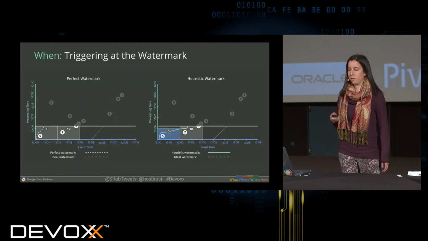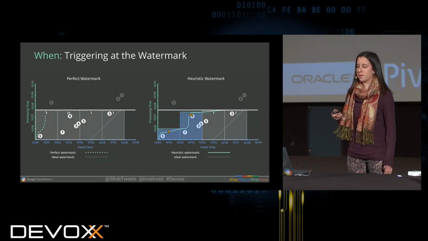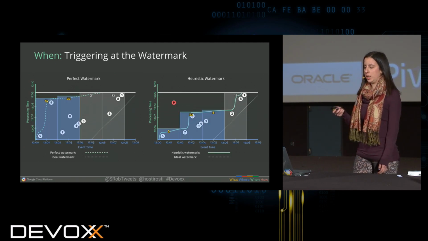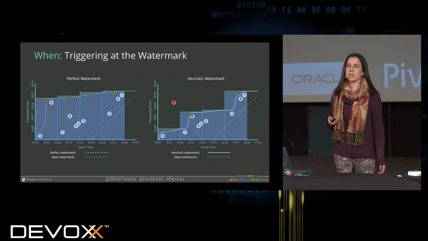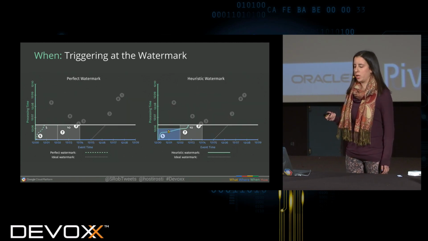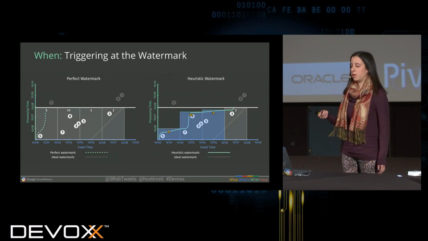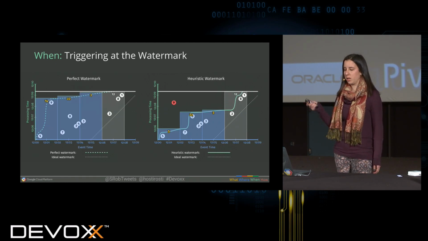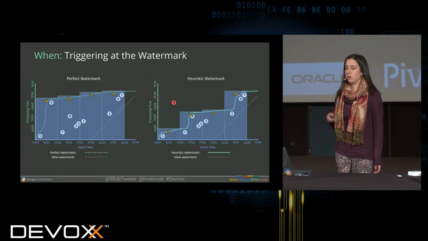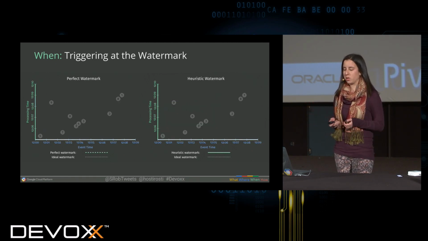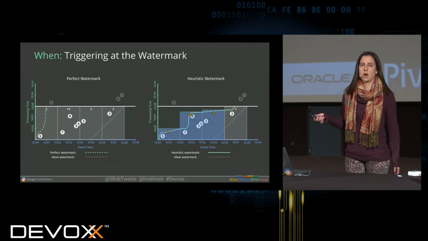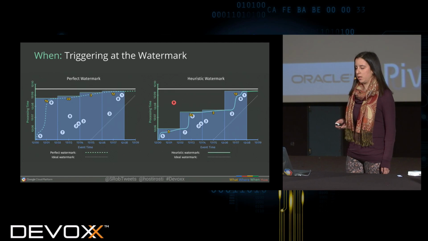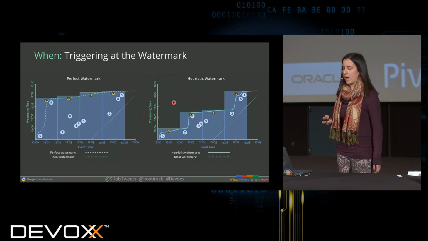And let's take a look at two graphs of how this would work. On the left side, we have the perfect watermark. In an ideal world, we hit the watermark just after we finish processing all of the data for a given window. But in reality, we have our heuristic watermark, which we see on the right-hand side. And there are two problems with our current model. Right now, you can see that the score of 9 is completely left out of our processing pipeline because it comes in way after the watermark has already passed.